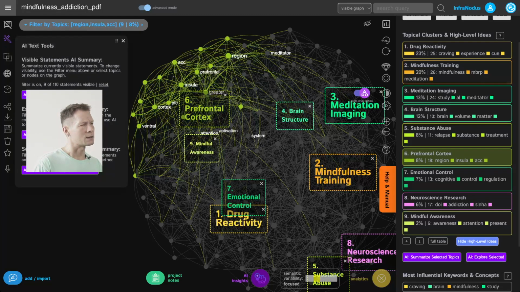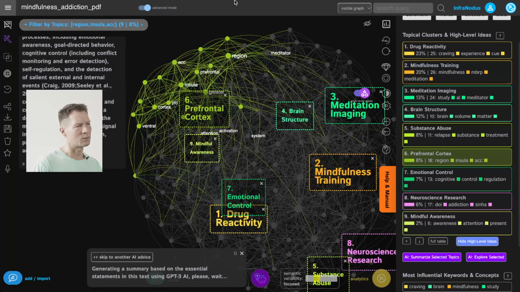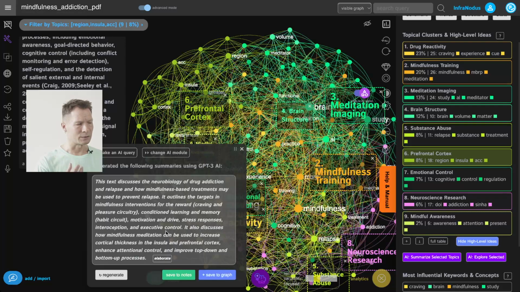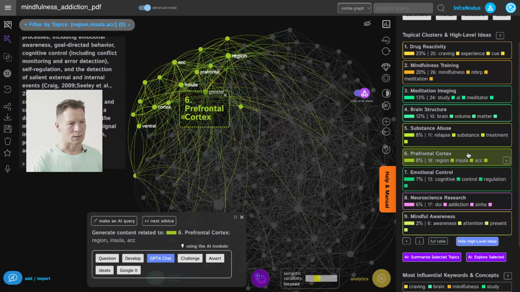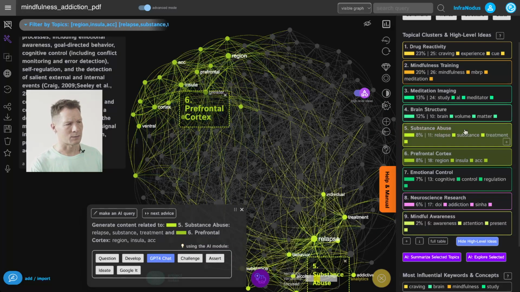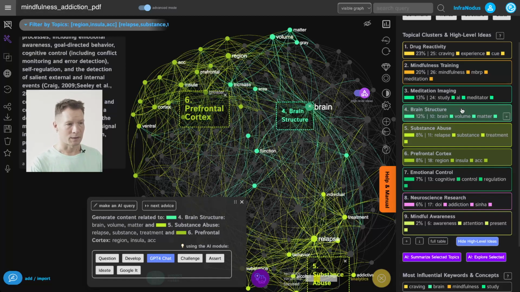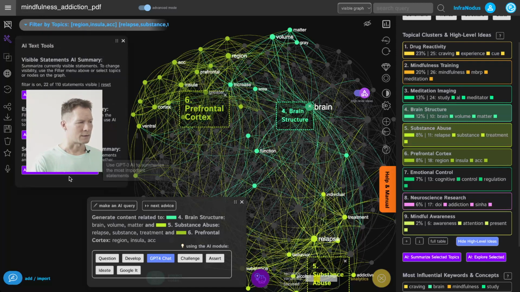Then I can ask the system to summarize only the visible statements, so only this topic on prefrontal cortex. And what the system will do is that it will generate a summary only of the statements on this topic, so it allows me to get a much more precise overview of specific ideas that are contained inside this text. And then I can choose some other topic, for instance, substance abuse, or even a few of them at the same time, maybe 3, and then generate a summary of those 3 topics.